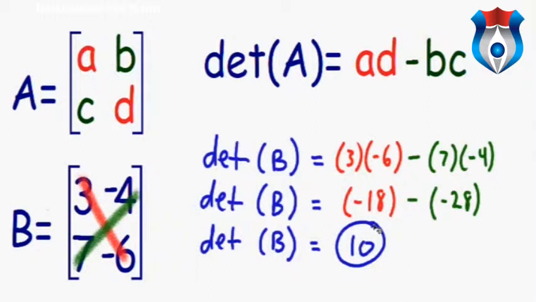Before I finish this video, I want to tell you what the determinant is actually used for. The determinant is very useful in finding the inverse of a matrix. However, if the determinant is equal to 0, then the matrix has no inverse, or you could say that the matrix is not invertible. Since our matrix B has a determinant of 10, and 10 is not equal to 0, our matrix B is invertible.